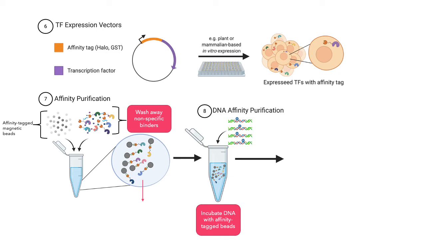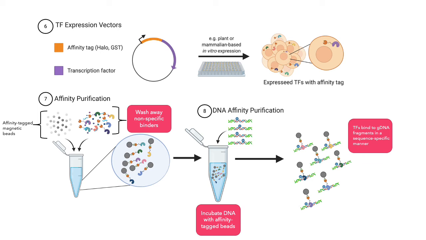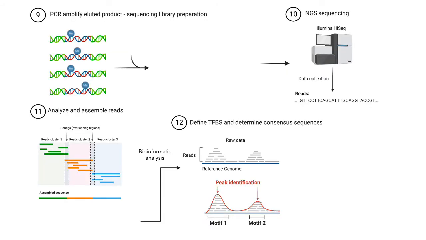Next, the DNA library is then incubated with the transcription factors bound to the magnetic beads. Transcription factors bind to the genetic fragments in a sequence-specific manner. Unbound DNA is washed away, and the final product is then eluted. The eluted product is PCR amplified.